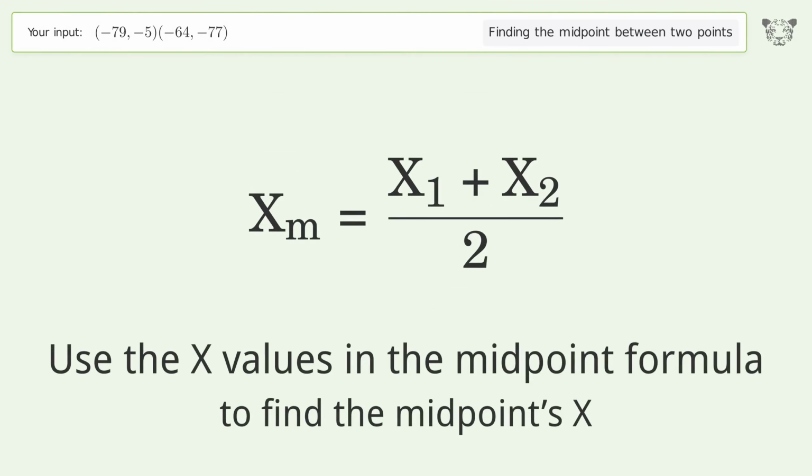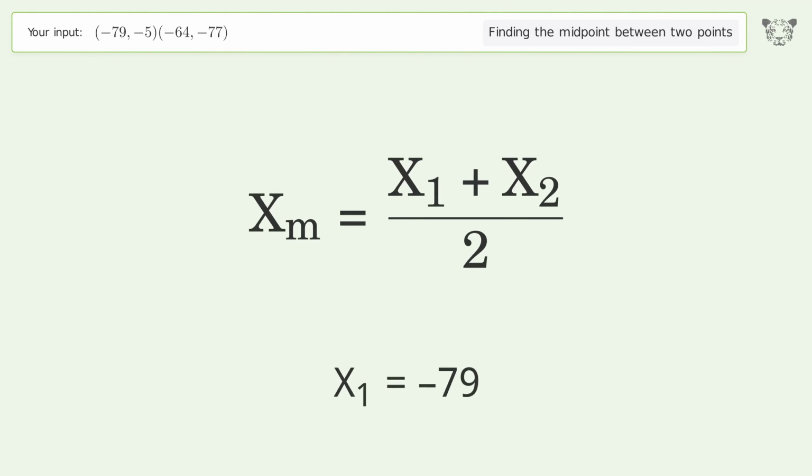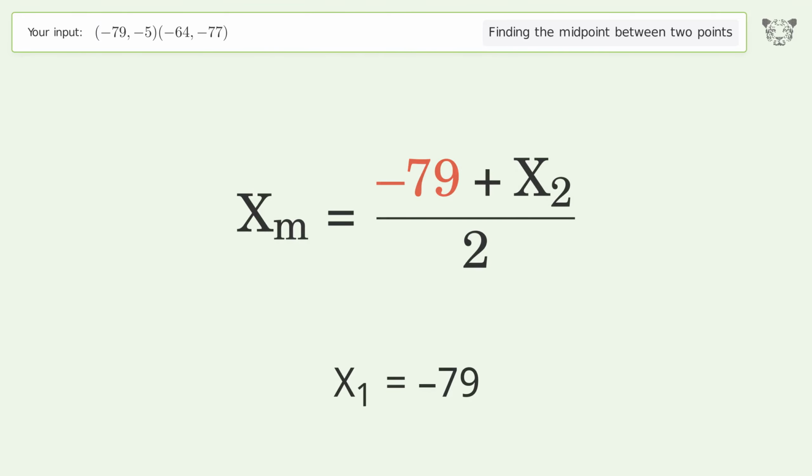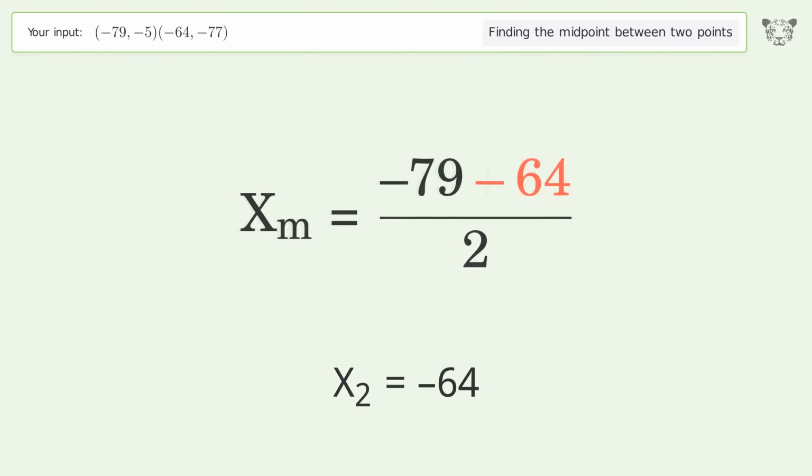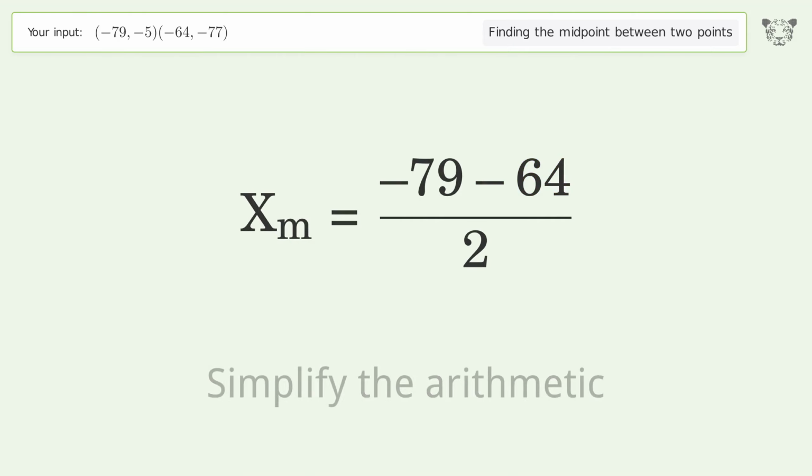Use the x values in the midpoint formula to find the midpoint's x. x1 equals negative 79. x2 equals negative 64. Simplify the arithmetic.